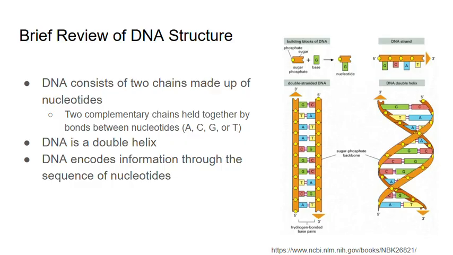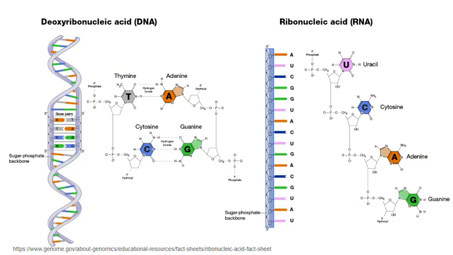A copy of the DNA is made into RNA, a single-stranded structure, which is made up of 4 different nucleotides again, but this time adenine, cytosine, guanine, and uracil in place of thymine. Uracil is similar in structure to thymine, but without a methyl group.